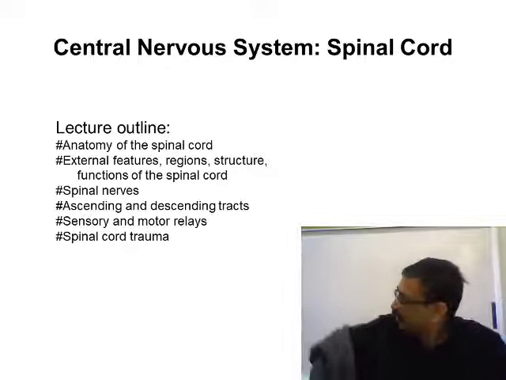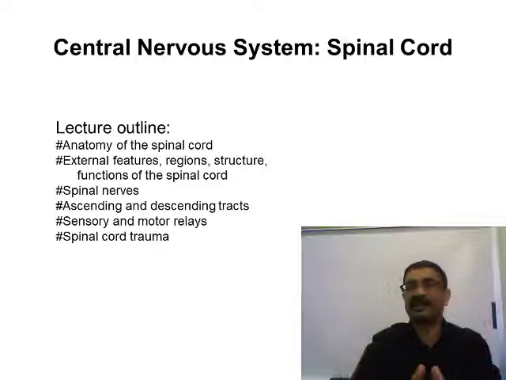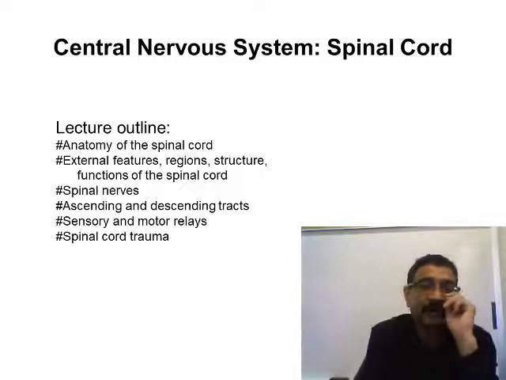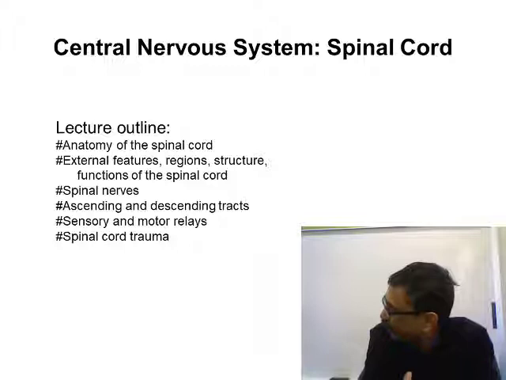First, we'll see the anatomy of the spinal cord. We'll see the length, diameter, we'll see external features. If you look at the spinal cord from outside, how it looks. We'll see the location where it is located in the body. So, anatomy of the spinal cord. Then we'll see the functions of the spinal cord.